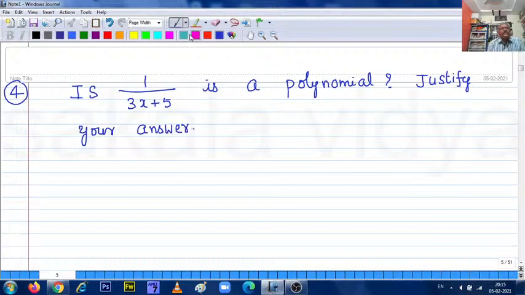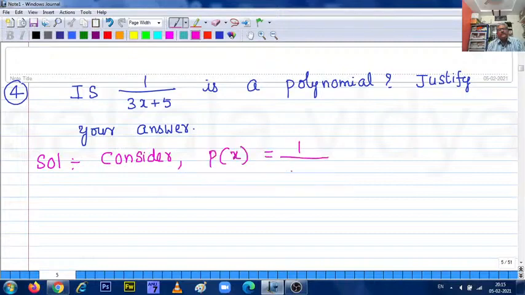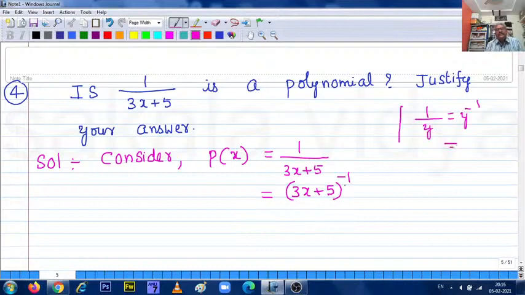So now the solution. Consider this p of x is equal to 1 upon 3x plus 5. This we can write as 3x plus 5 whole to the power of minus 1, because if 1 by y is there, you can write y to the power of minus 1. So the power is negative. In a polynomial, power should not be negative. So it is not a polynomial.